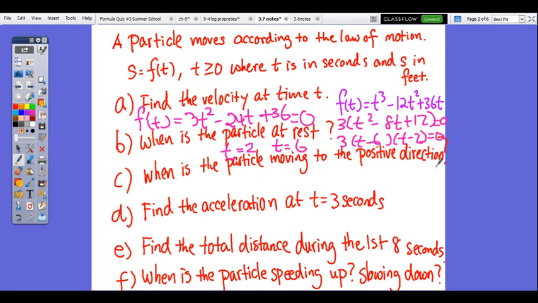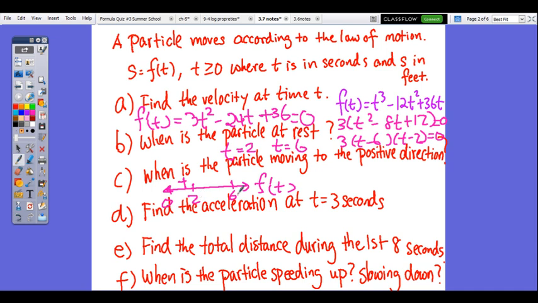And when is the particle moving in the positive direction? If it's moving in the positive direction, that means we want to do the first derivative line test. Again, the initial time is 0, and then at 2 seconds and 6 seconds the particle is at rest. So you want to plug in any number between 0 and 2. Let's say that you plug in 1 into the first derivative. So we got 1 minus 6, which is negative 5, and 1 minus 2, negative 1, so negative times negative is positive. That means the velocity is positive.